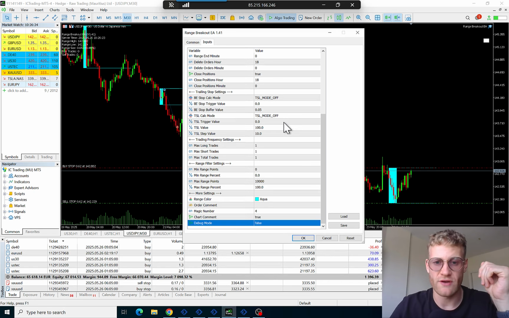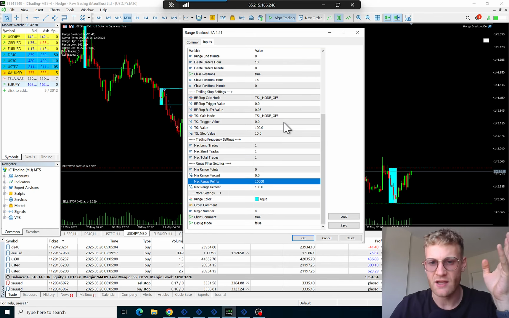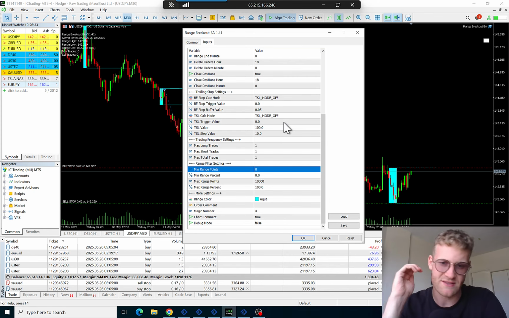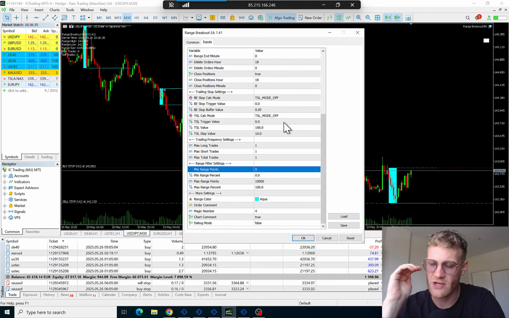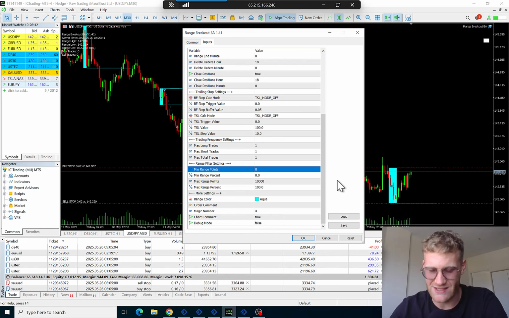But there are more changes when it comes to the range filter. I deactivated the range filter. So as I said, I'm really going back to the basics of this strategy, really just the range, the breakout, stop loss factor 1, and then let's go for the day and let's see what happens. There are multiple reasons why I did this.